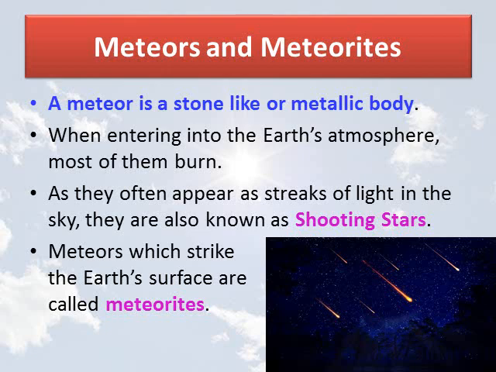What is the other name for meteors? Shooting stars. Why are they called so? Because they have a streak of light in the sky. The meteors which strike the Earth's surface are called meteorites. If they are able to strike the surface of the earth, they cause craters. Then we call the meteors meteorites.